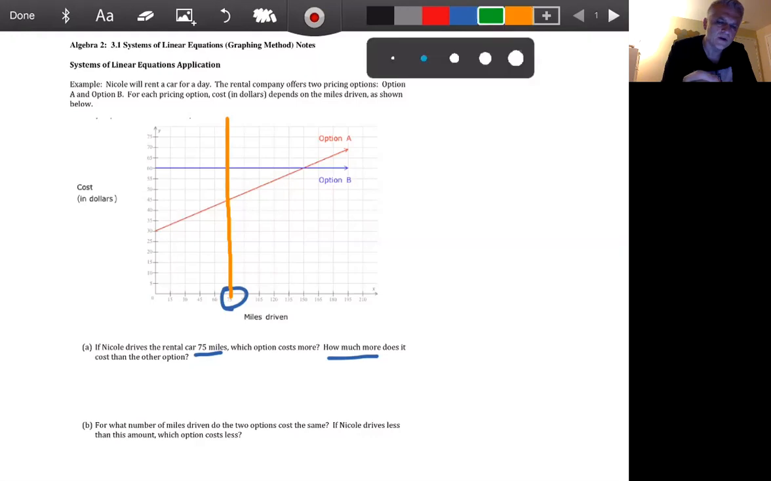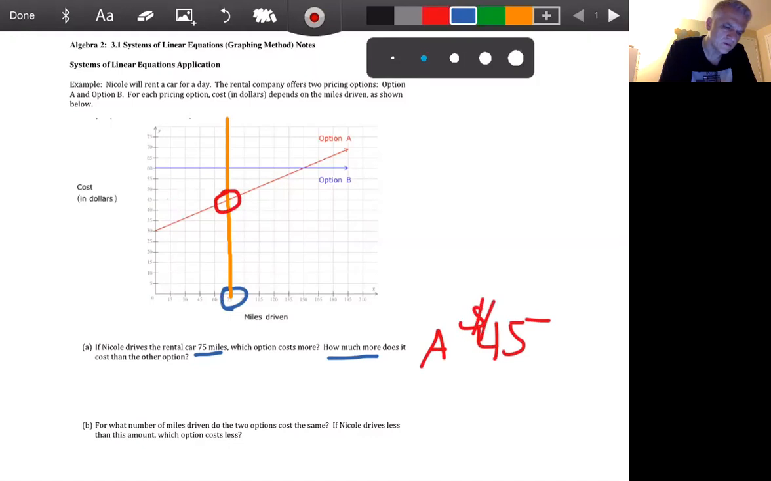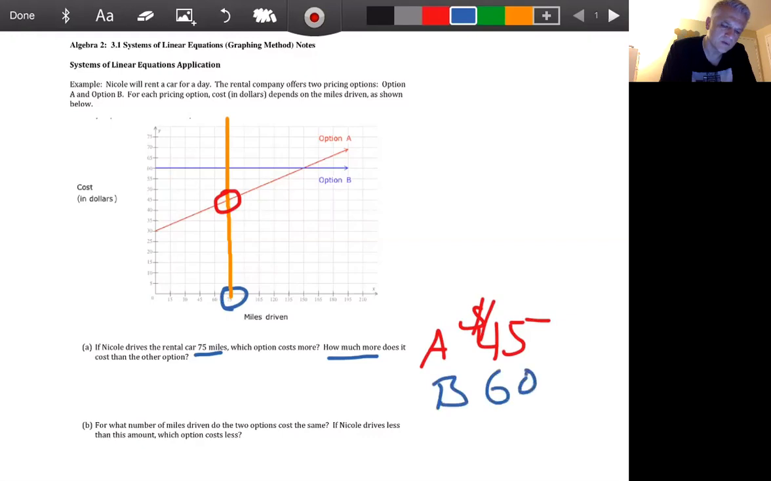Let's see where it intersects option A. Option A, it intersects right there. And it looks like the cost is, what is that, 45? My eyes don't deceive me. We got $45 for option A. So A costs $45. And then B is the intersection right here. No matter how many miles they drive, B is going to cost 60 bucks. So B costs $60.